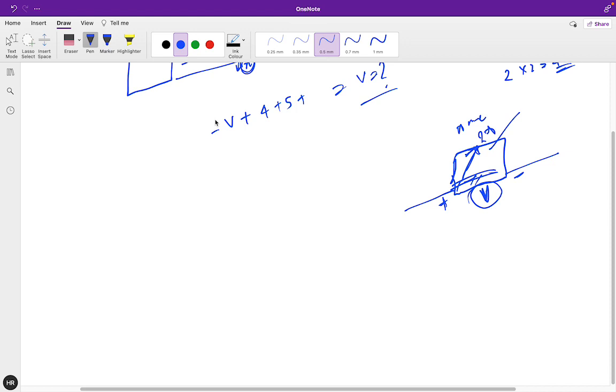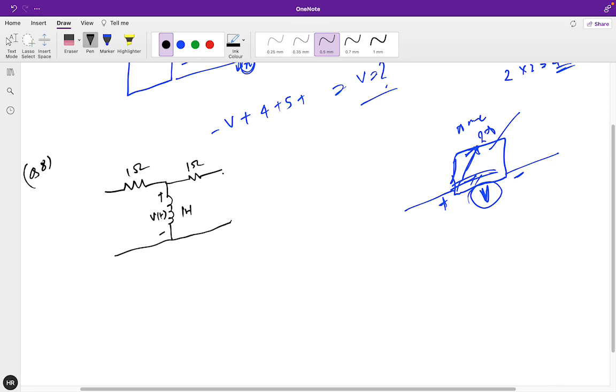Now, question number 8. So guys, what will be the answer of question number 8? It's a very simple question, not a tough question. There is a 1 ohm resistor, an inductor of 1 henry, positive negative V of t, another 1 ohm resistor, and e power bt and e power at.